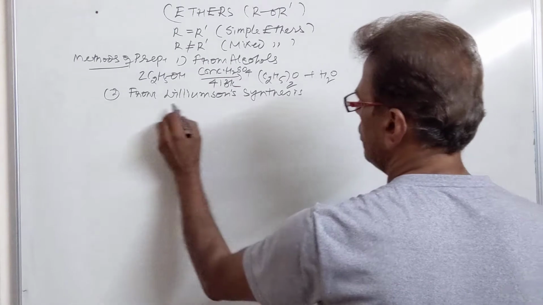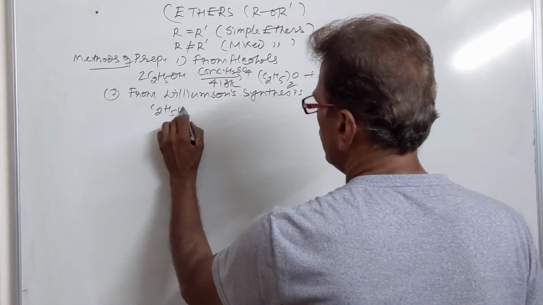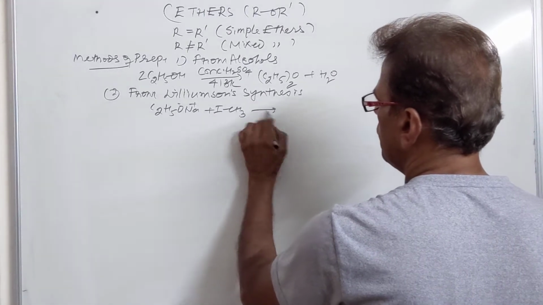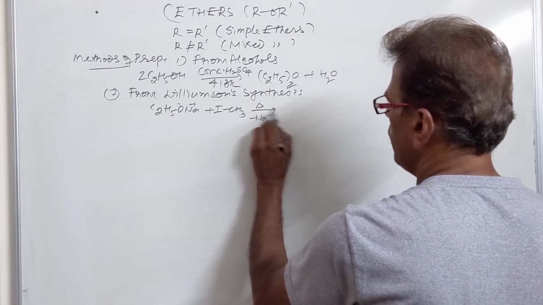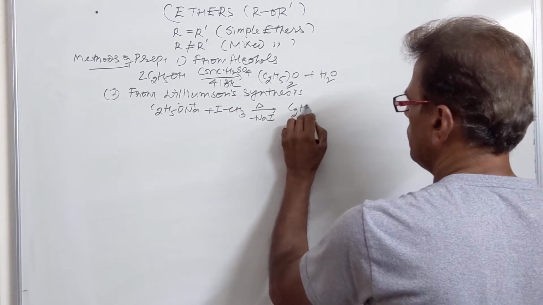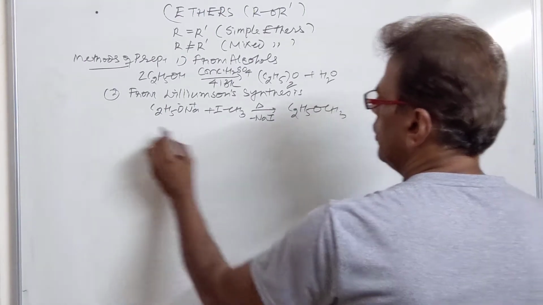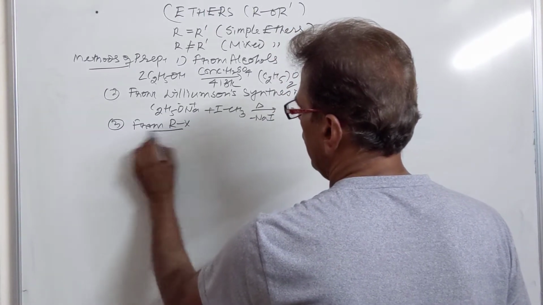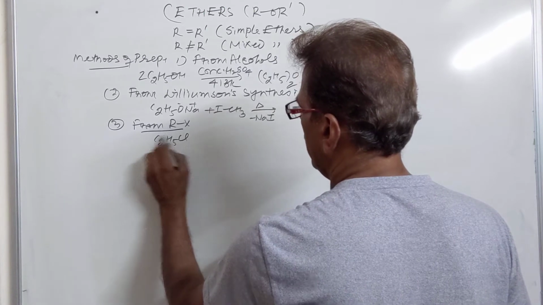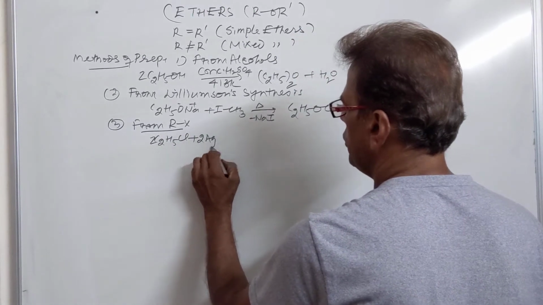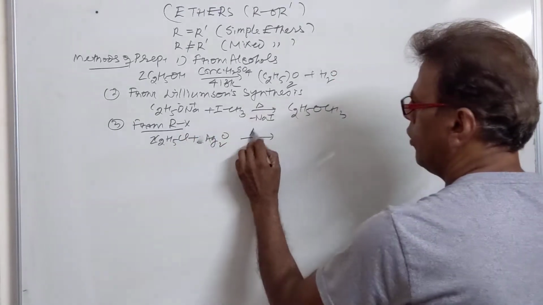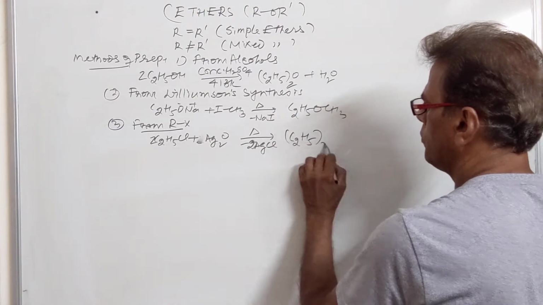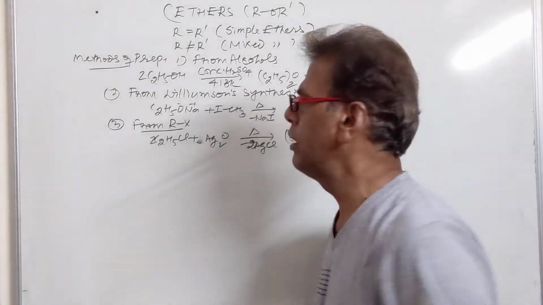This is a name reaction. Here the sodium salt of alcohol, sodium ethoxide, is heated with alkyl halide. You will lose sodium halide and will get ether. Then we have another method from alkyl halides. Two molecules of alkyl halide are heated with Ag2O. On heating, we eliminate 2AgCl, and the product is diethyl ether. So this is our third method of preparing ether.